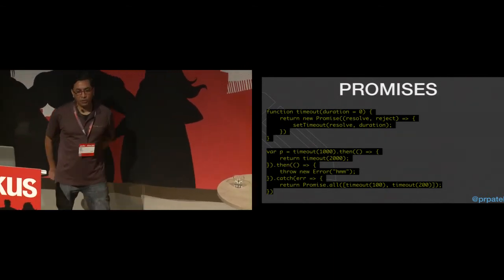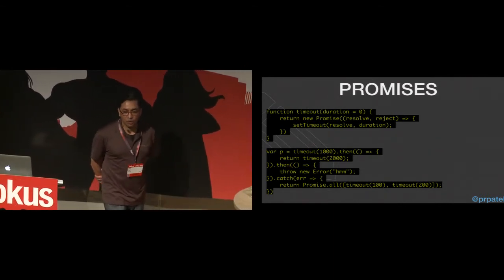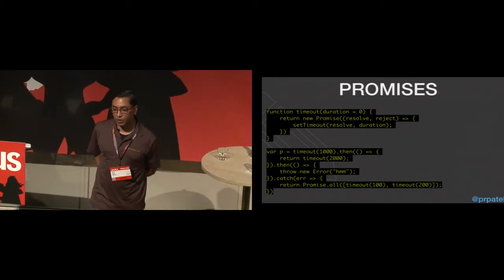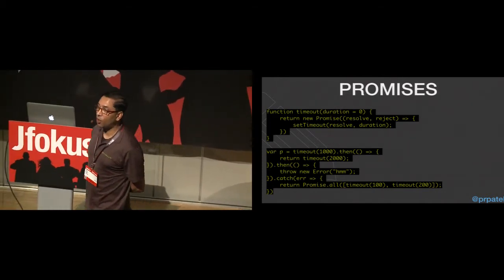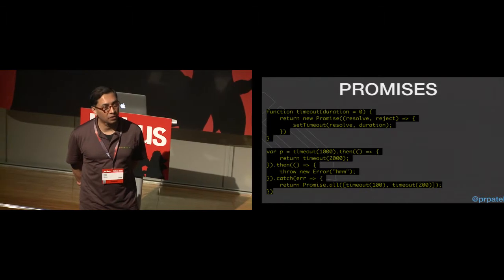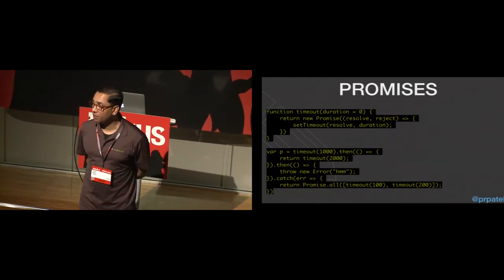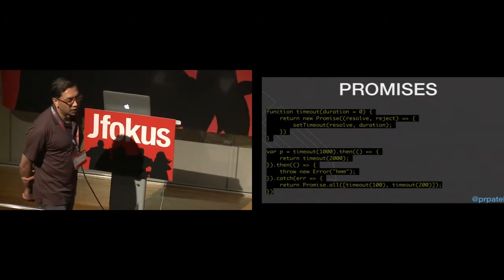We create a new promise. We pass it two things, resolve and reject. Resolve means that the promise resolved to that specific phase. Reject means that something happened and it failed. And you can see how we use this then.